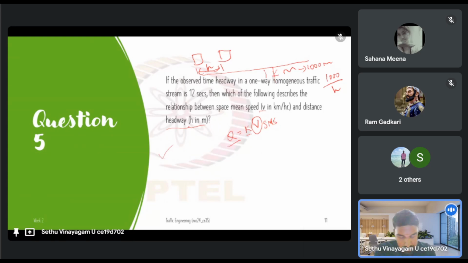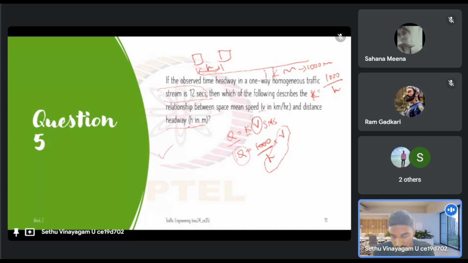So this is the density. We can substitute that. So Q is equal to 1000 by h into v. Okay, so we have the v and h in the equation now. But there is one more unknown, which is q. So how do we get q? That's where we need to make use of the other piece of information, which is the time headway that we have. So how is the time headway related to the flow?